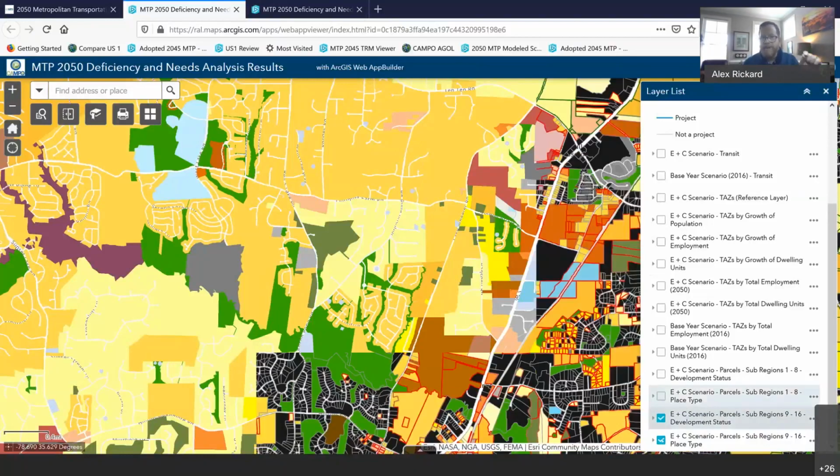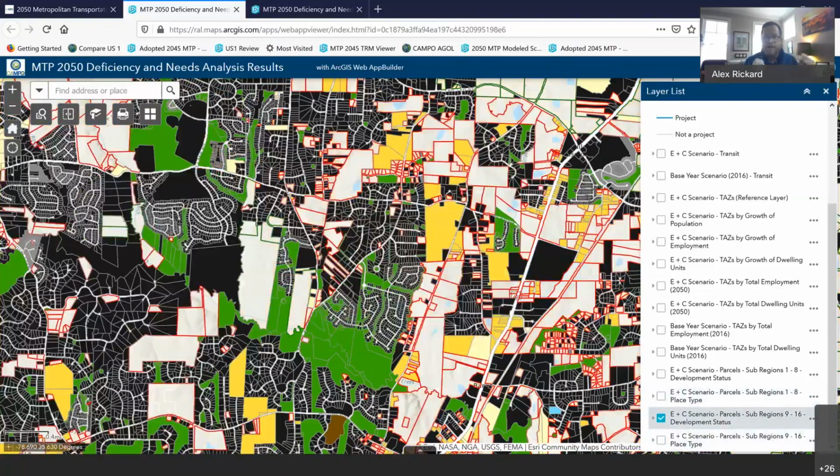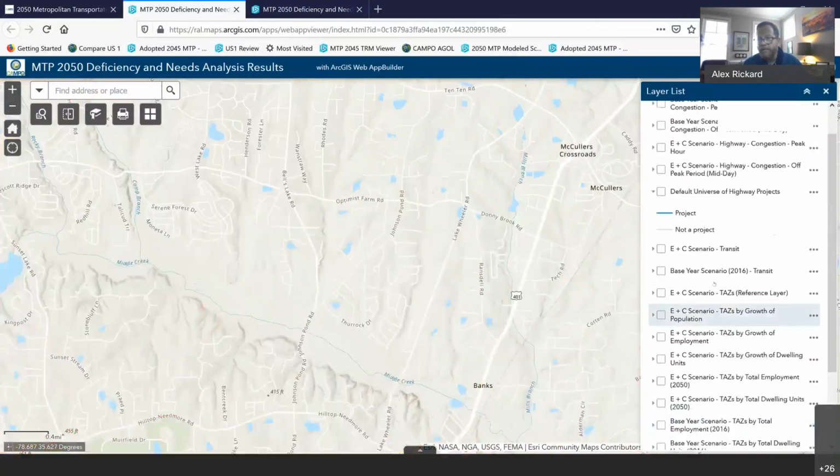9 times out of 10, it goes back to these development statuses and the parcel is coded as built out, when in reality, you're expecting more growth there. So I wanted to emphasize that.